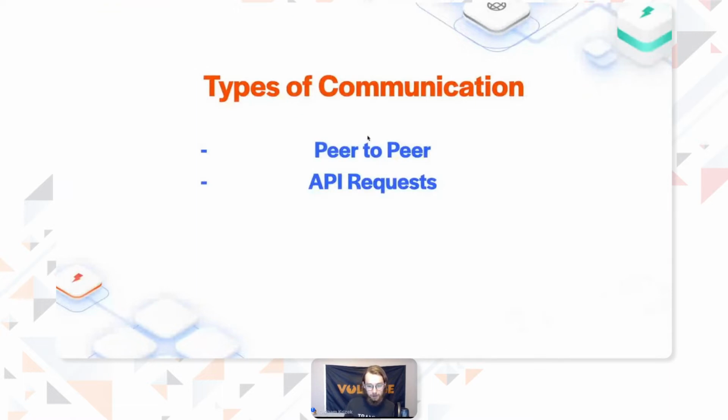One is peer-to-peer. That is the communication from your node into the greater Lightning Network, communicating with its channel partners, with the gossip network, all of those things. And then there's also the API request. That is you or the software or whatever trying to send requests into the node to actually control what it does, like opening channels, etc.